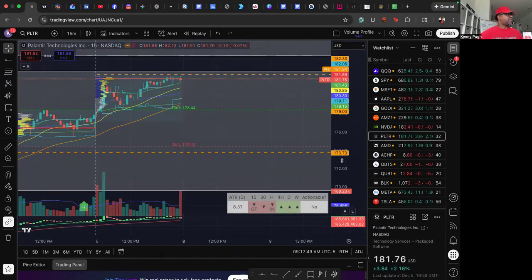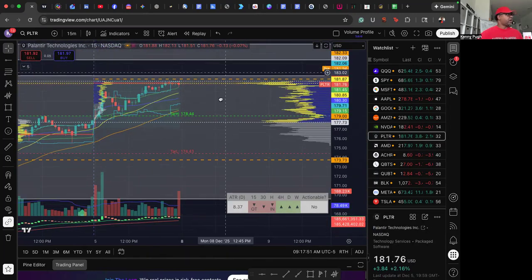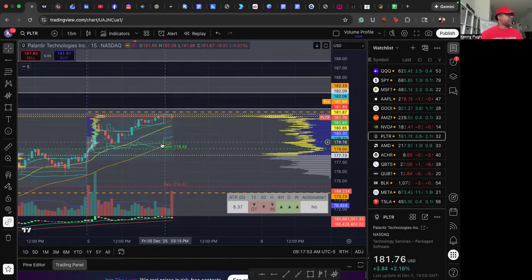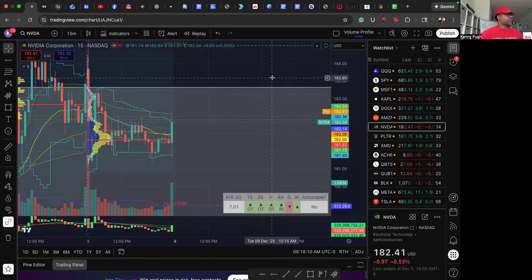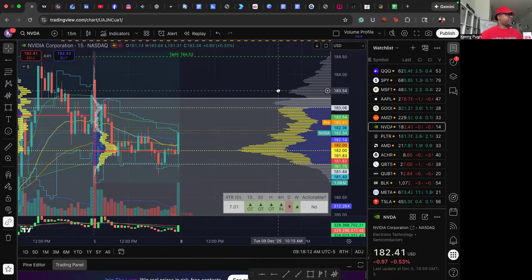When we look at Palantir, we are looking at the EMAs that are trending upward. I don't take calls at the upper end of a zone, so I wouldn't be interested in calls until we got up to this 184.35 level. So that's that. I would only be looking for calls on Palantir.